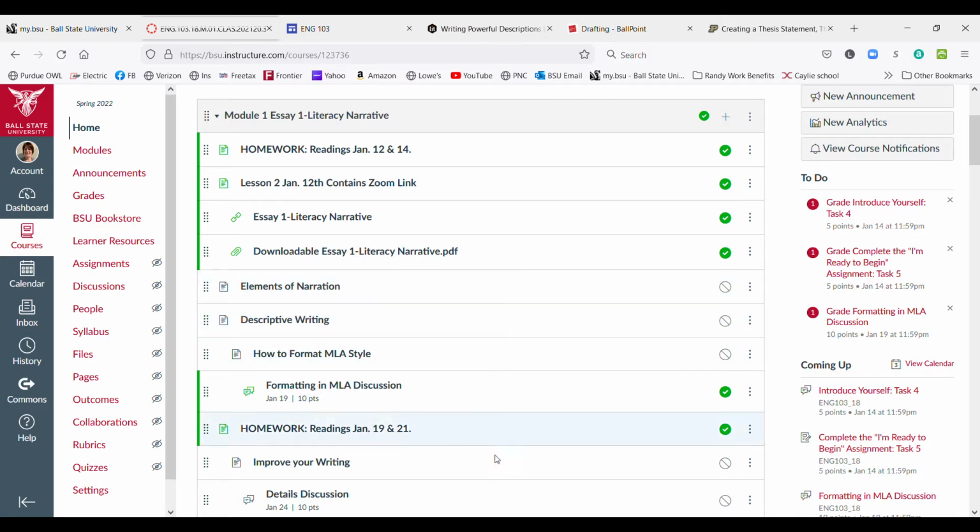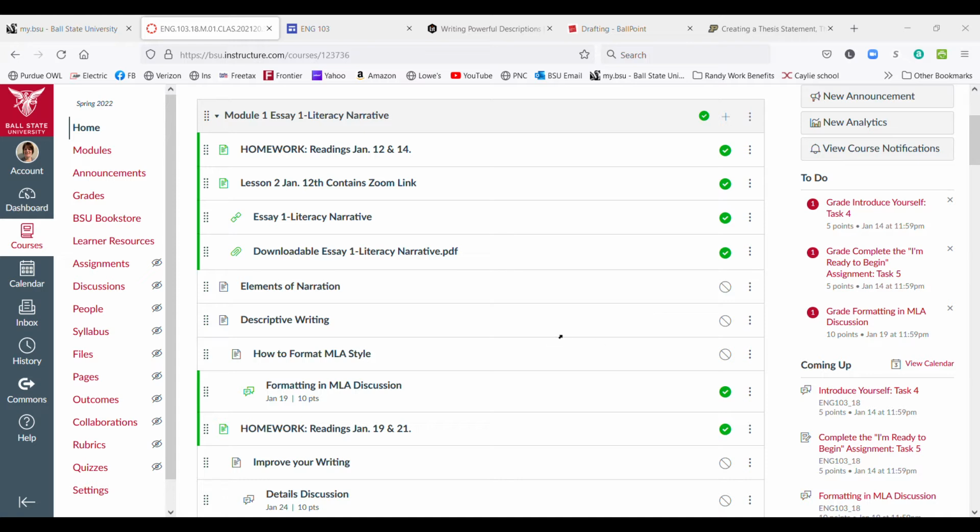Okay, so today let's remember to look at our calendar, our daily schedule. Wednesday we talked about the literacy narrative and we went over our readings. Today, Friday, January 14th, we will be talking about thesis statements, elements of narration, and descriptive writing. We also need to write in our notebook. I want to briefly go over invention, drafting, and organizing also.